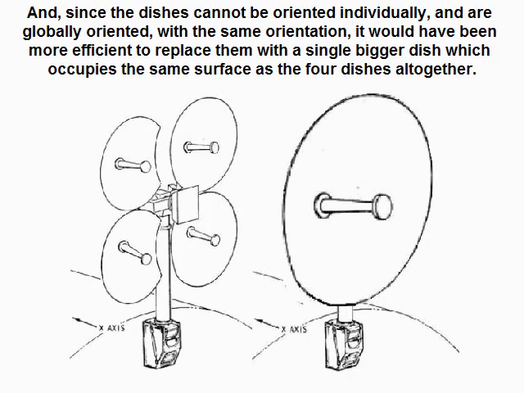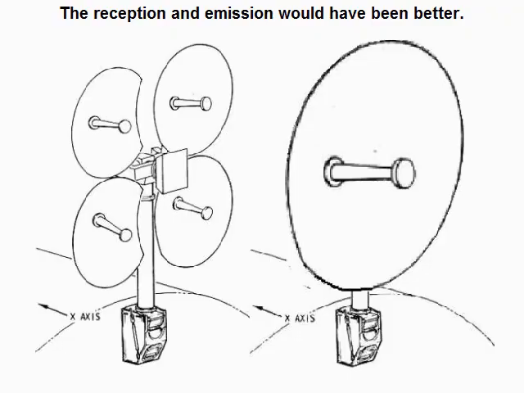And since the dishes cannot be oriented individually, and are globally oriented with the same orientation, it would have been more efficient to replace them with a single bigger dish which occupies the same surface as the four dishes altogether. The reception and emission would have been better.